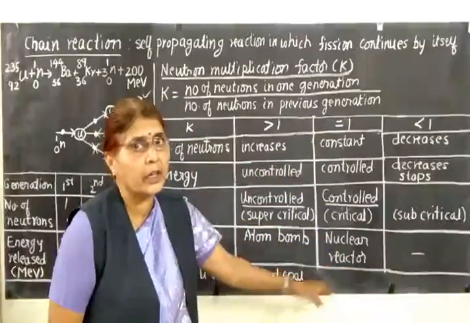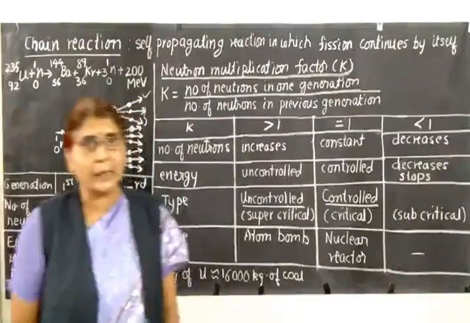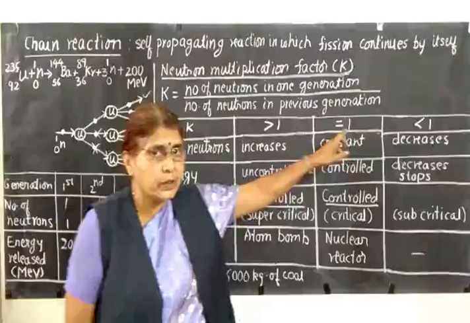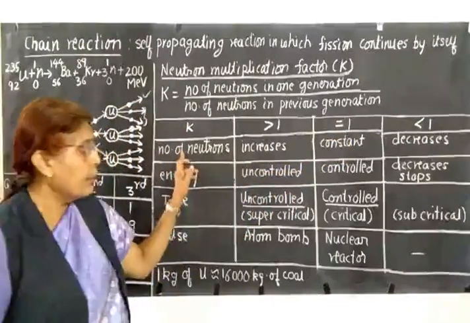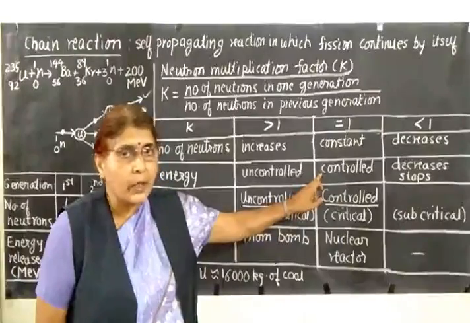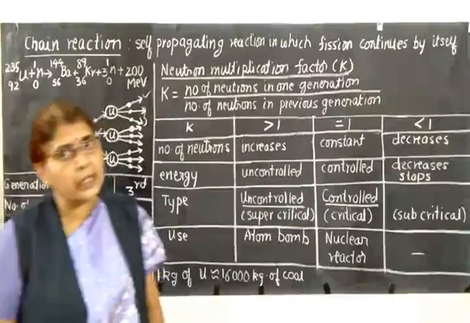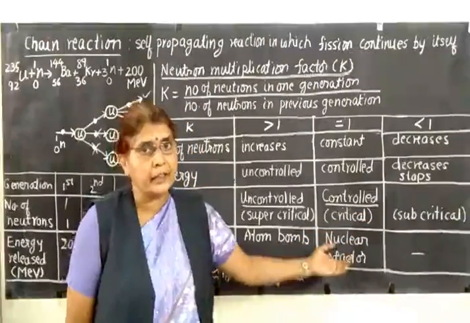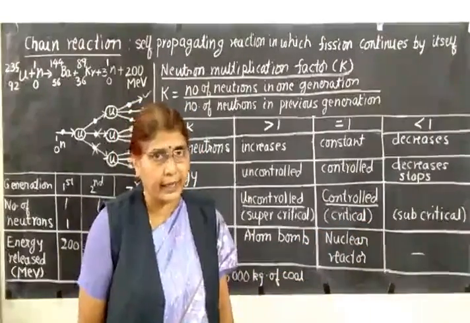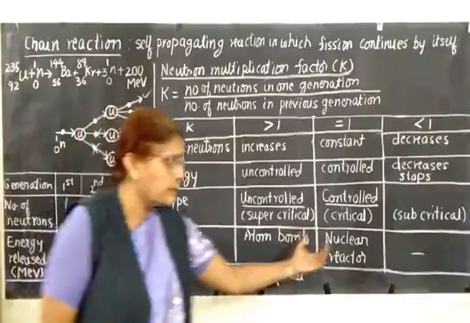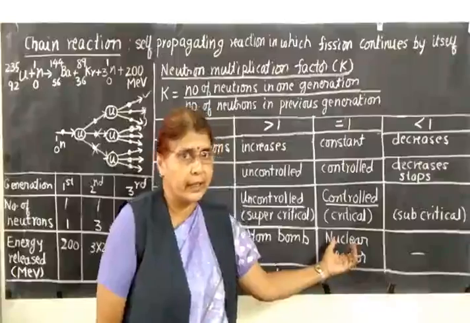So this is about your controlled chain reaction. So what are the points in the controlled chain reaction? The K factor is equal to 1. Therefore, number of neutrons remains constant, and the energy is controlled, and such a reaction is called a controlled chain reaction. It is also called critical chain reaction, and it is used in a nuclear reactor. So this is a destructive use of nuclear energy, atom bomb, and this is a constructive use of nuclear energy.